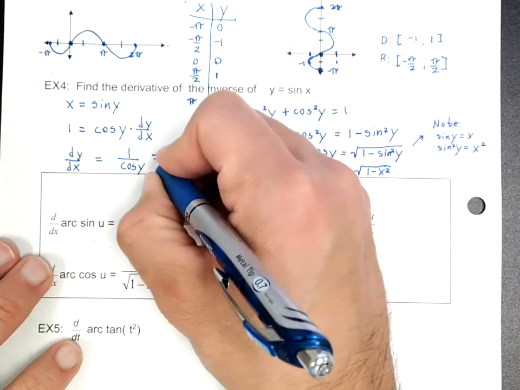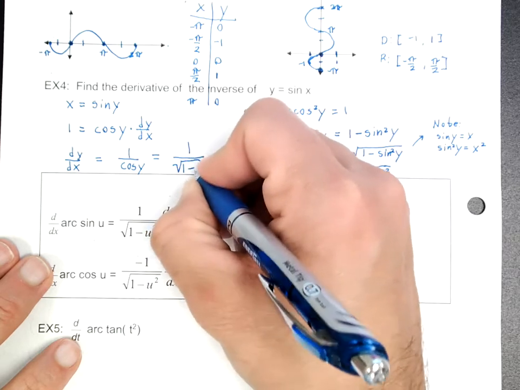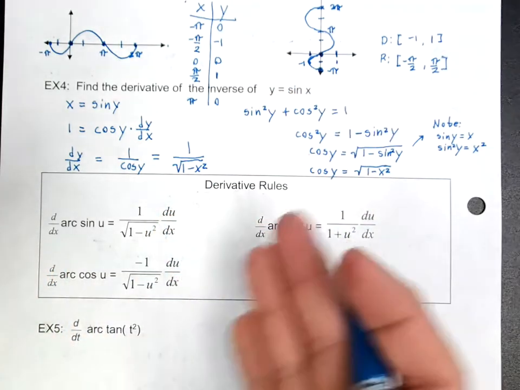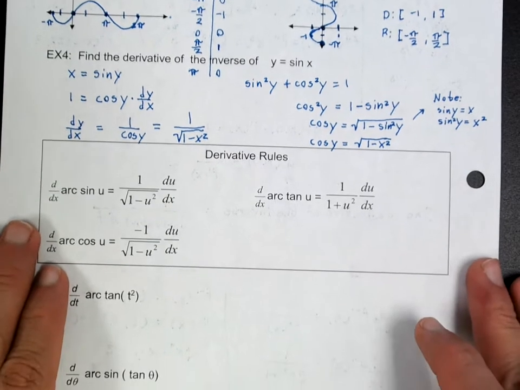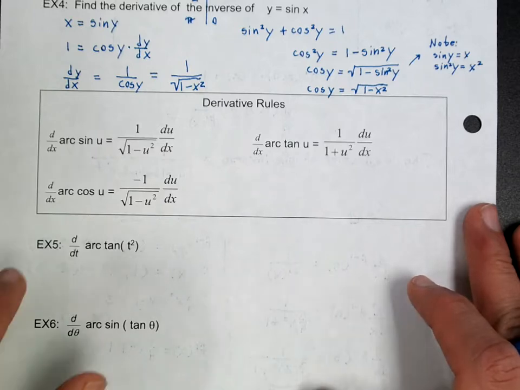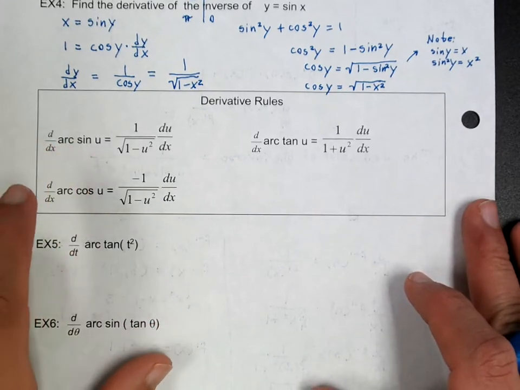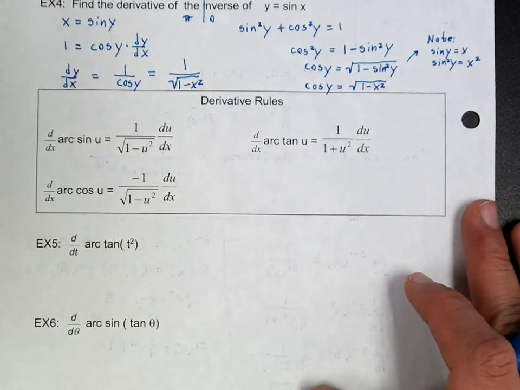So notice that this right here would be 1 over the square root of 1 minus x squared. Alright, so that's sort of how I'm trying to prove to you that this is true. Now, having said that, I'm going to show you how to actually use these three formulas. Remember, these are the derivatives of the inverse of sine, the inverse of cosine, and the inverse of tangent.